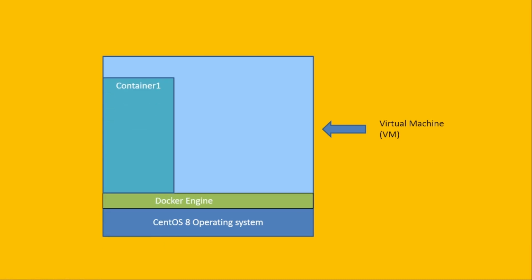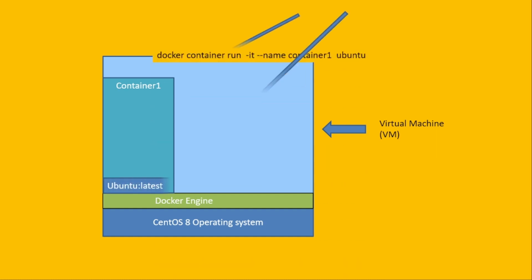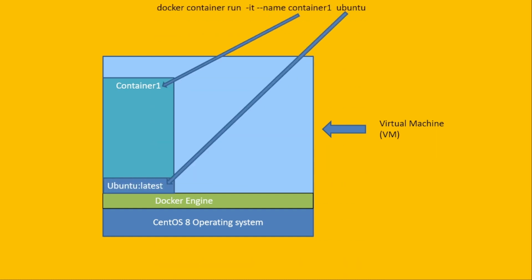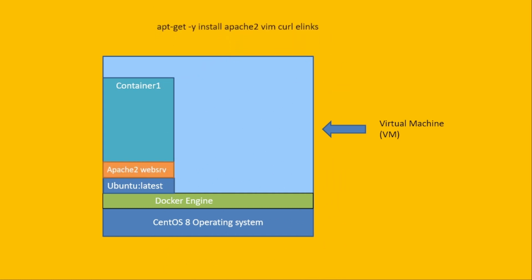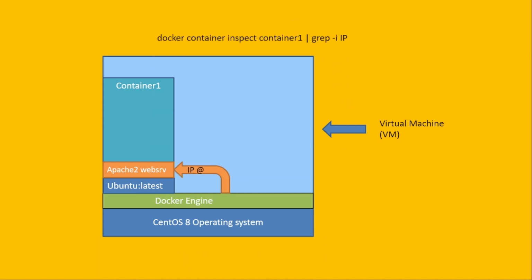Further, we created one container with the docker container run command, and right after we installed the Apache 2, vim, curl and elinks packages. Instead of installing the packages, as it takes some time, I'm using my image which has all the packages pre-installed, that I created in my previous Dockerfile video. This container gets the IP address from the Docker engine, and we can check the IP address with the help of the docker container inspect command.